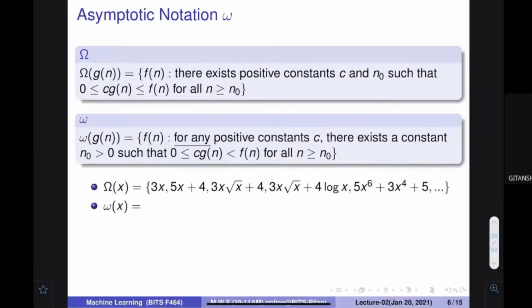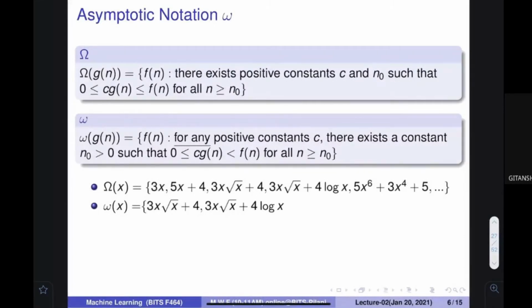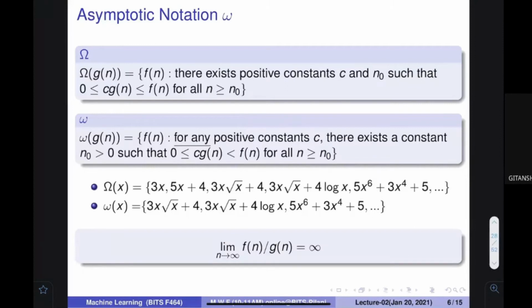So what does it mean? That for the x, all the functions should be greater. So who is not greater? This is not greater. This is also not greater. All other things are actually greater. So these things, those things would be there: 3x under root x plus 4 and 3x under root x plus 4 log x. All these functions would come over here.